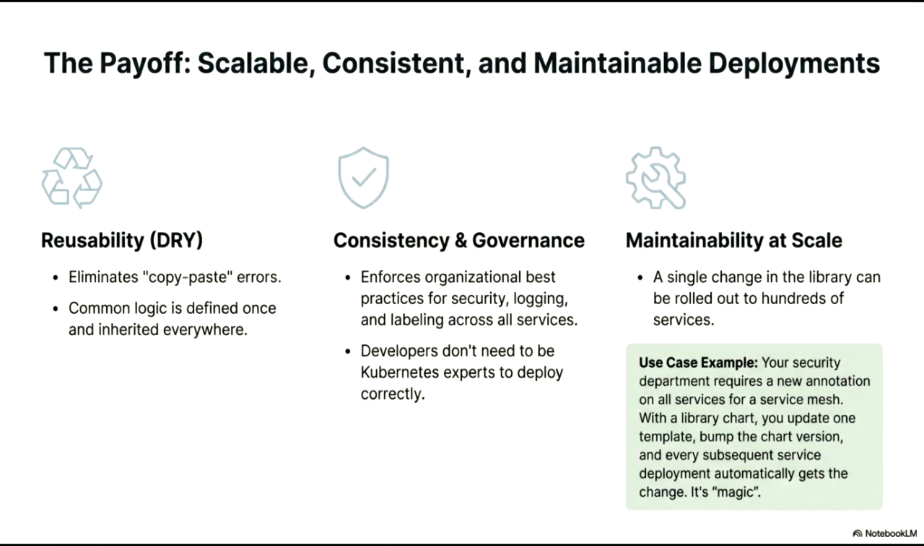Next is consistency and governance. This framework allows us to enforce organizational best practices for critical areas like security, logging, and labeling across every service. Crucially, it empowers our developers to deploy correctly without needing to become deep Kubernetes experts themselves. Finally, we achieve maintainability at scale. A single change in the library can be seamlessly rolled out to hundreds of services.